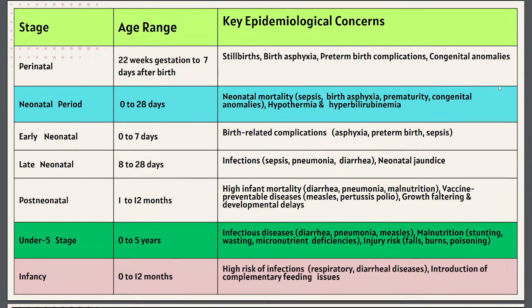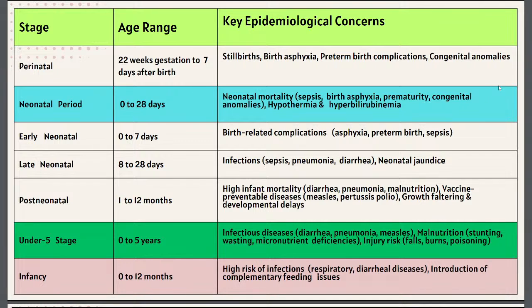So, when we talk about child health, there is an age range that you need to understand. There is an age range that you need to know, and this will be used frequently across your medical education. What is the perinatal period? It is 22 weeks from gestation, that is after the conception, to 7 days after birth.